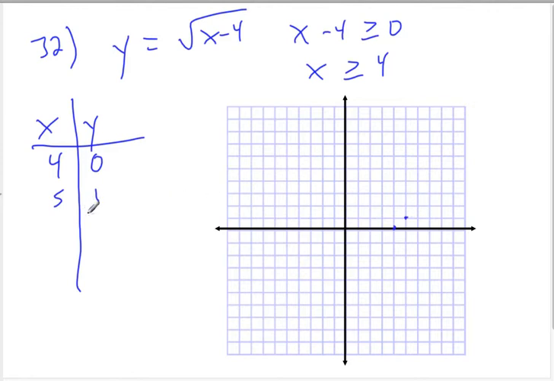What else is easy? If we can make this a 4, so 8. So 8 minus 4 is 4. Square root of 4 is 2. So 8, 2. 4, 5, 6, 7, 8, 2. And it's basically going to look like that. It's the parent function shifted to the right 4 spaces. Okay. All right, not too bad, not too bad.